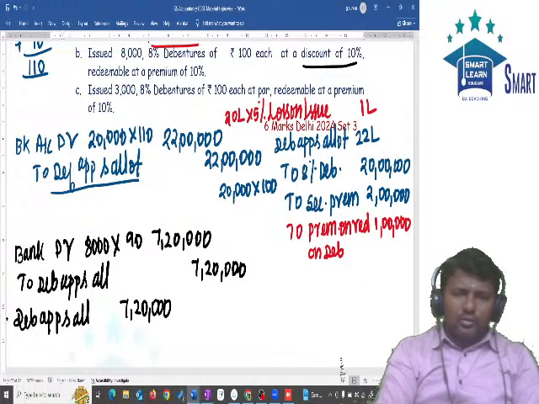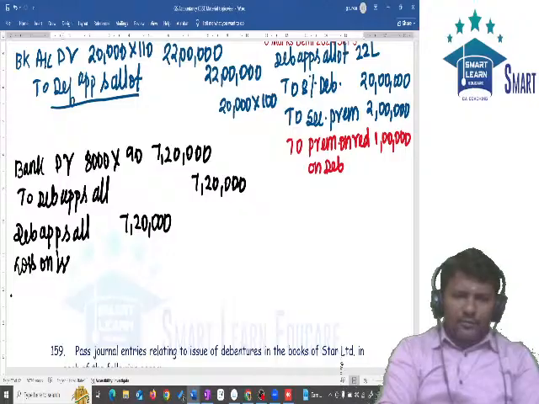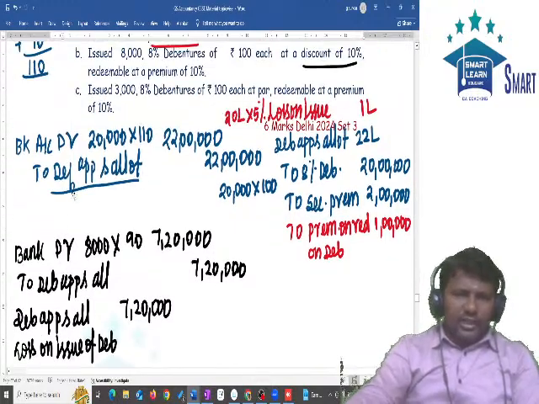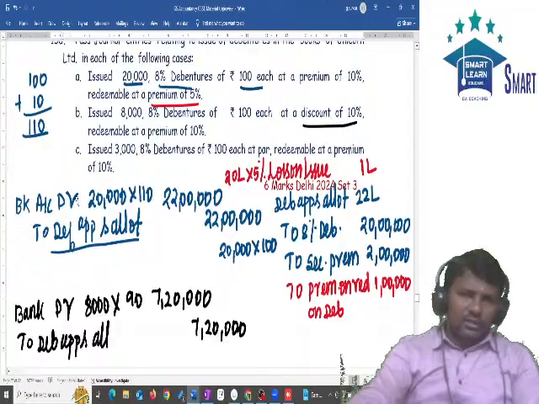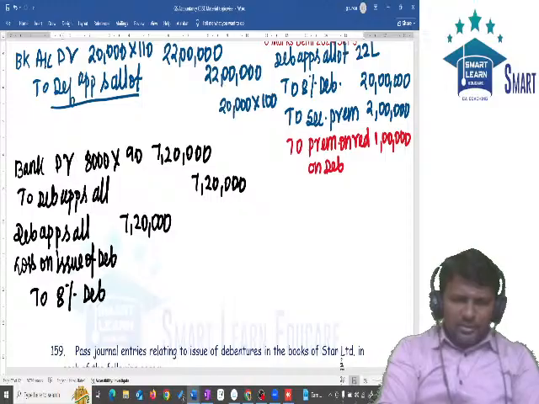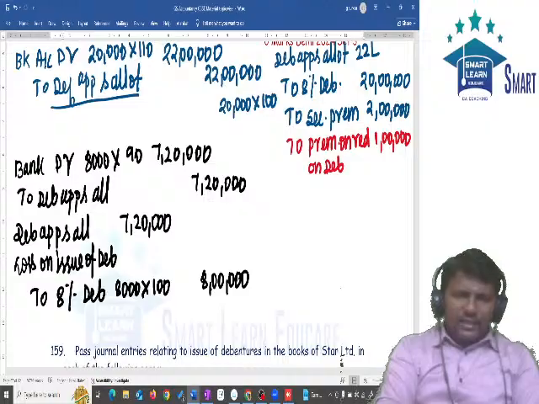We have also discount. So discount on issue of debenture, that is loss on issue of debentures. We have 8 percentage debentures. Debenture should be credited with face value, 8,000. 8,000 into 100 will give you 8 lakh. Now discount, 8 lakh at 10 percentage is 80,000. So the discount amount is over.